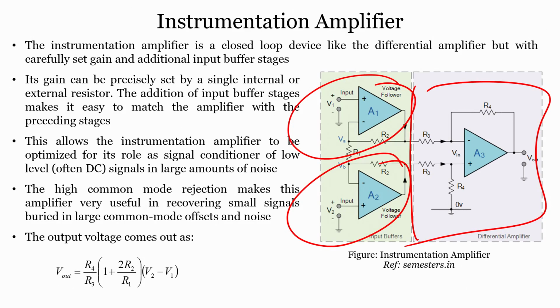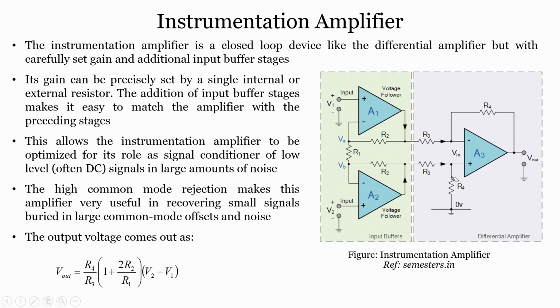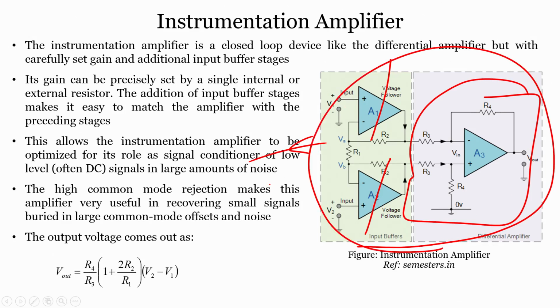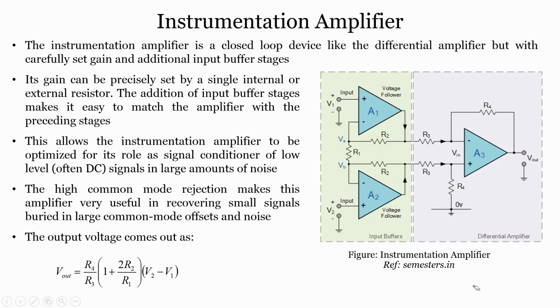The gain can be precisely set by a single internal or external resistor. Another thing is that the addition of input buffer stages makes it easy to match the amplifier with the preceding stages. If you have the voltage followers here and here, then it is easy to connect the preceding stages, which come before this instrumentation amplifier circuit. So, you can easily connect sensors to it, you can easily connect Wheatstone bridge circuits to it, and so on and so forth. Further, this allows the instrumentation amplifier to be optimized for its role as a signal conditioner of low level signals, often DC signals, in a large amount of noise.